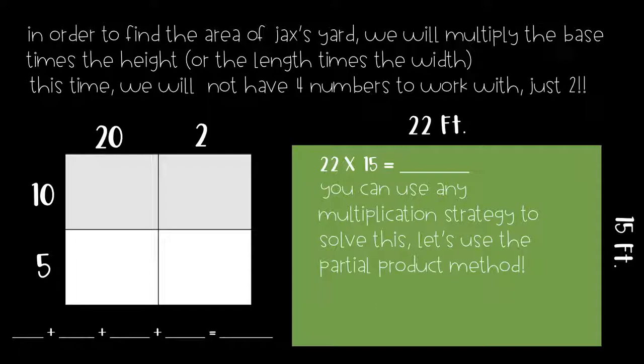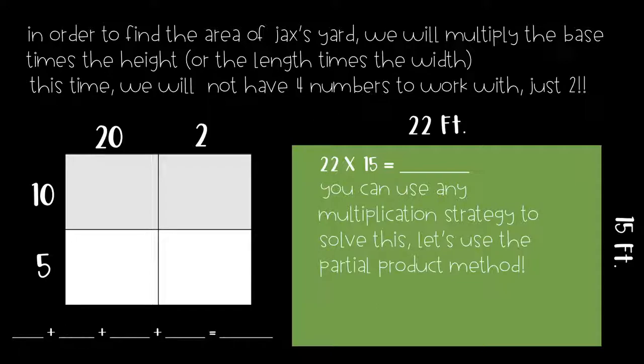What I did was I broke 22 up in its expanded form to give me 20 and 2. Then on the left side, I broke 15 up into its expanded form, 10 and 5. When I do this, I need to multiply a top number by a side number each time and fill in that partial product that I get into one of the little boxes. So the first thing that we're going to do, we need to multiply that 20 times 10. When you do that, you get 200.